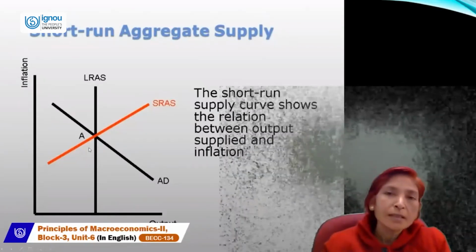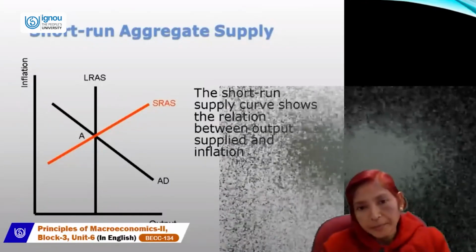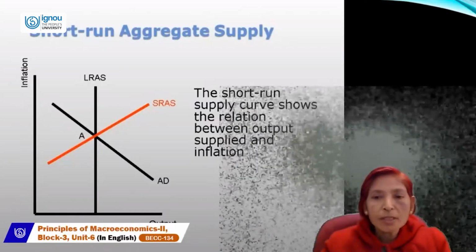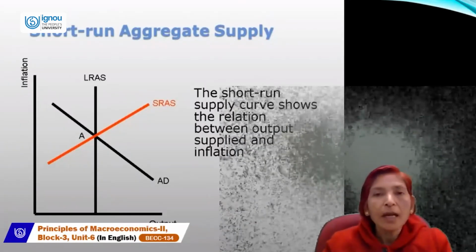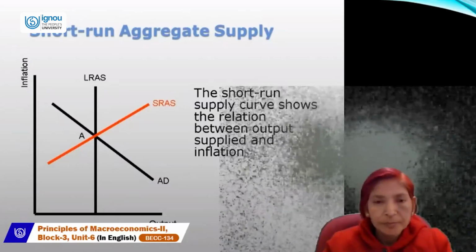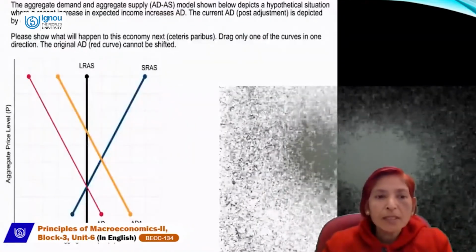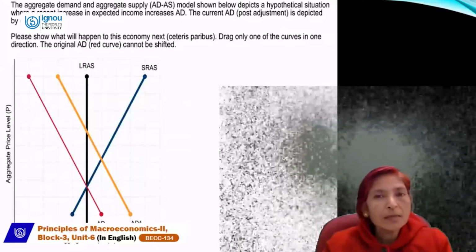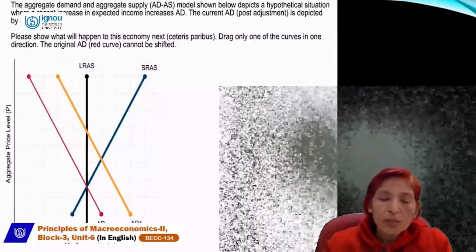Equilibrium, price, and level of output can be determined. So the short run supply curve shows the relationship between output supplied and inflation. Next is the LRAS curve. The LRAS curve is vertical. The SRAS curve is an upward sloping curve. Aggregate demand is a downward sloping curve.